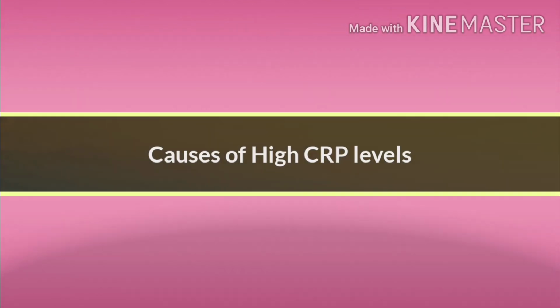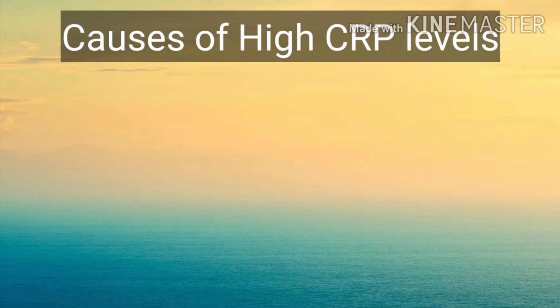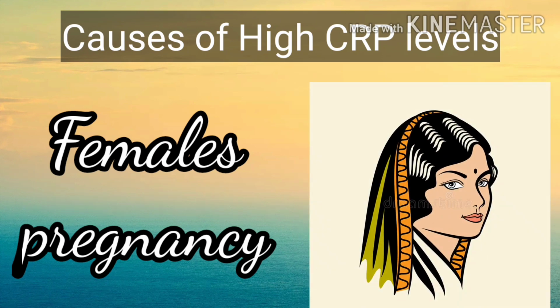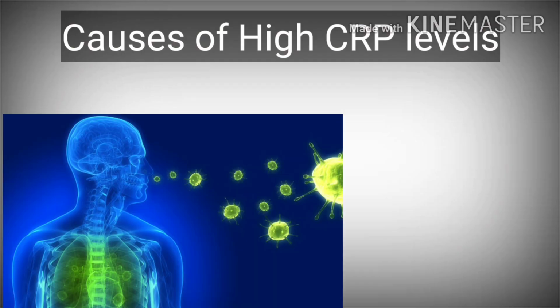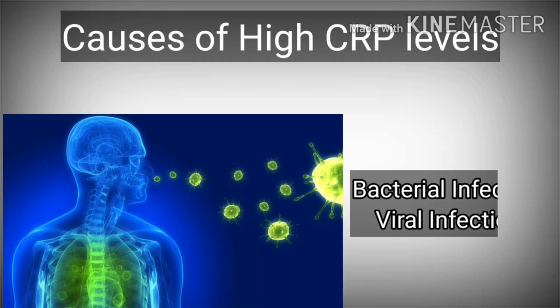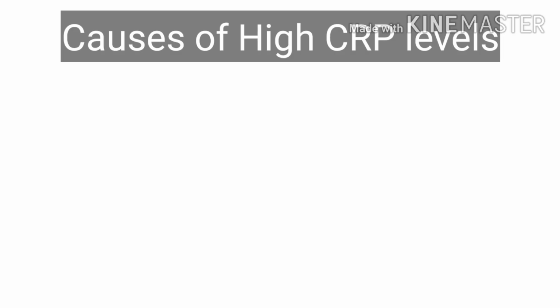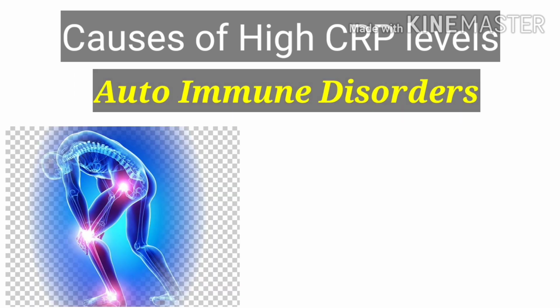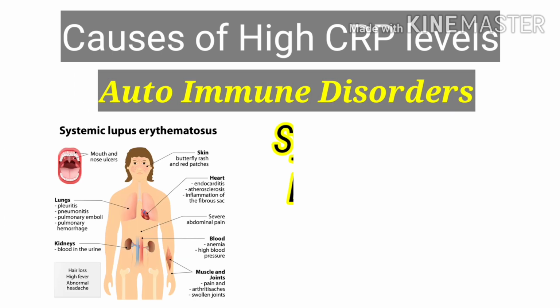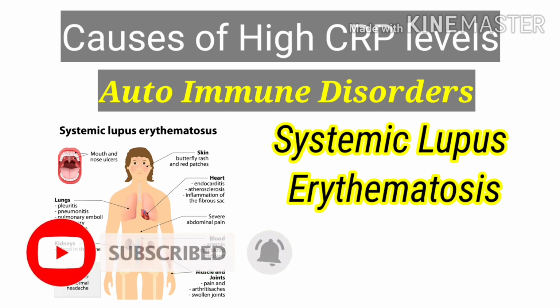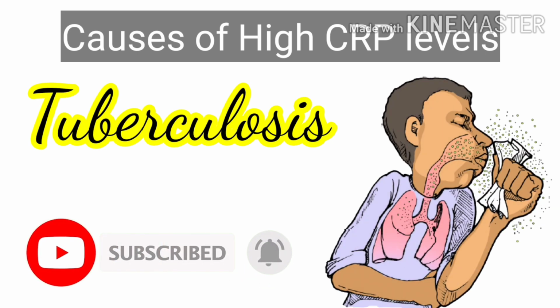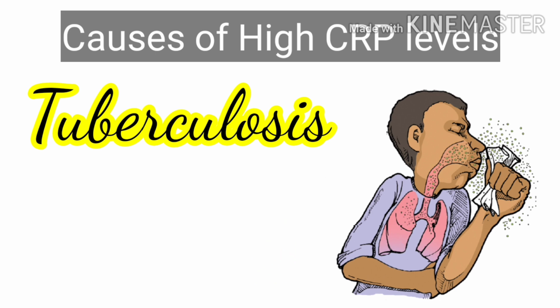Causes of high CRP. Normally in pregnancy, in people who are using oral contraceptives, and in females, CRP levels are high. And in infections like bacterial infections and viral infections, CRP levels will be high. And in autoimmune disorders like rheumatoid arthritis and systemic lupus erythematosus, CRP levels will be increased. And in conditions like tuberculosis also, CRP levels will be raised.